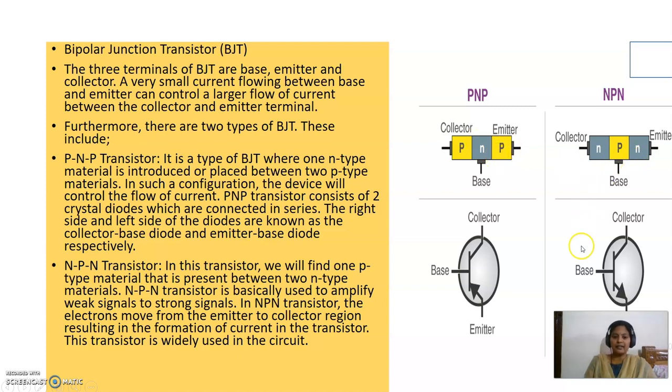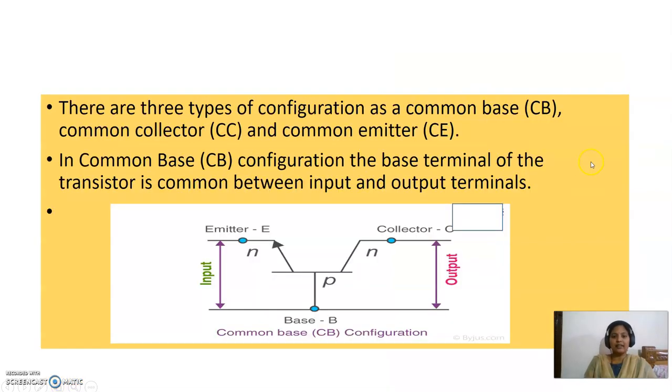In an NPN transistor, we will find one P-type layer is introduced between the two N-type materials. That is NPN: negative, positive, negative; PNP: positive, negative, positive. So in NPN transistor, the electrons move from emitter to collector, as the conventional flow of current is from base to the emitter here. Now there are three types of configuration: common base, common collector and common emitter.